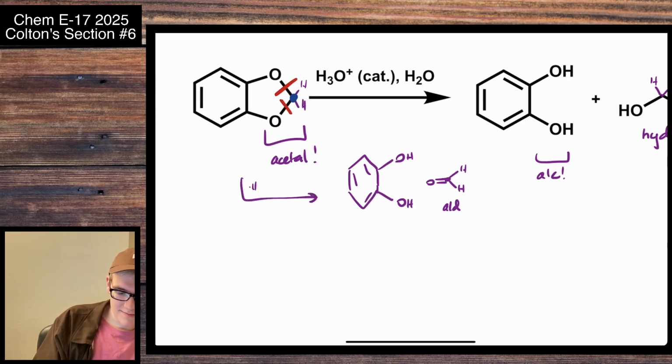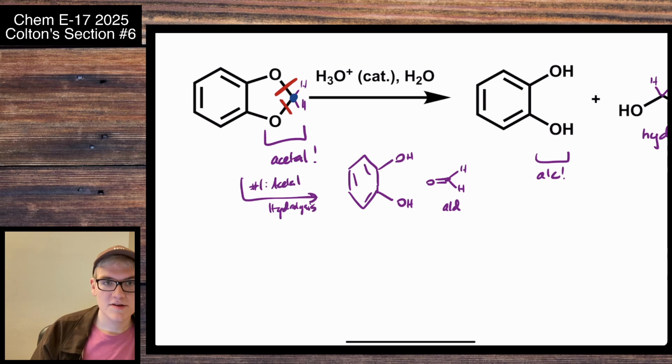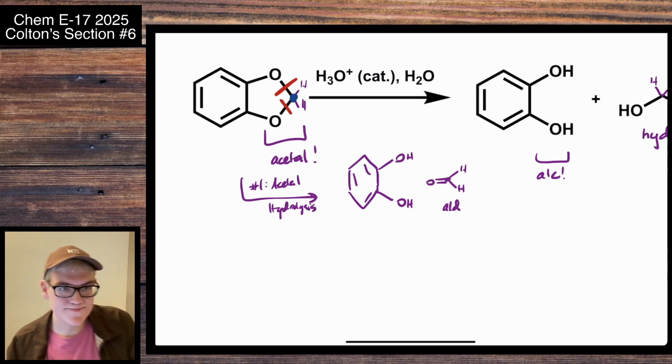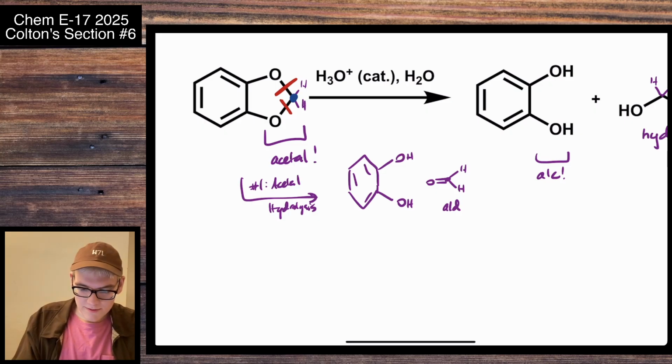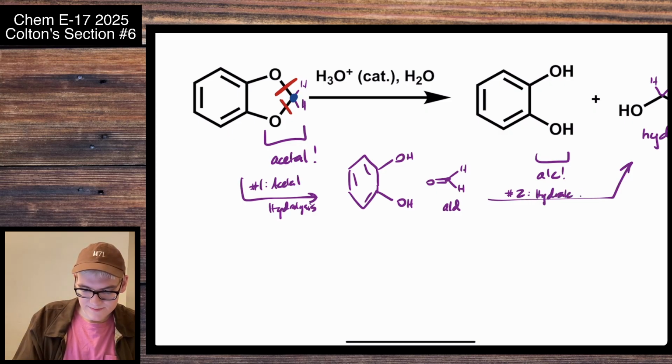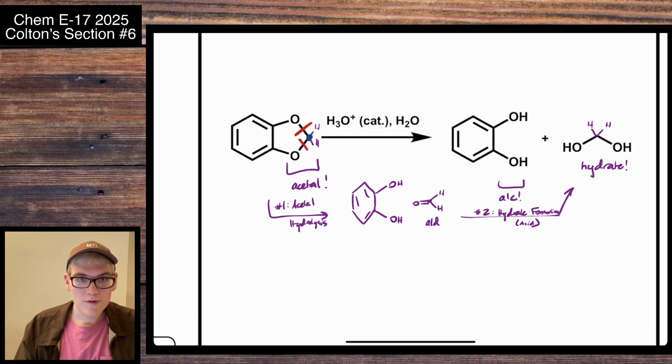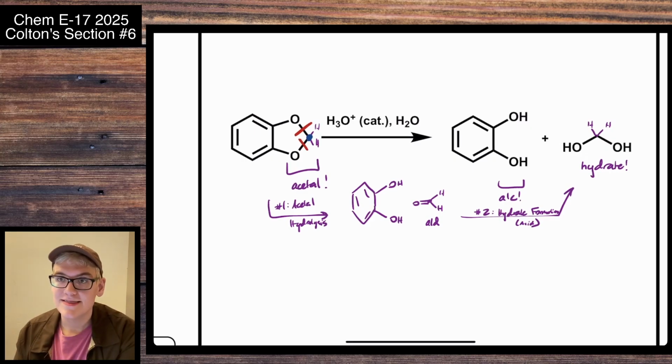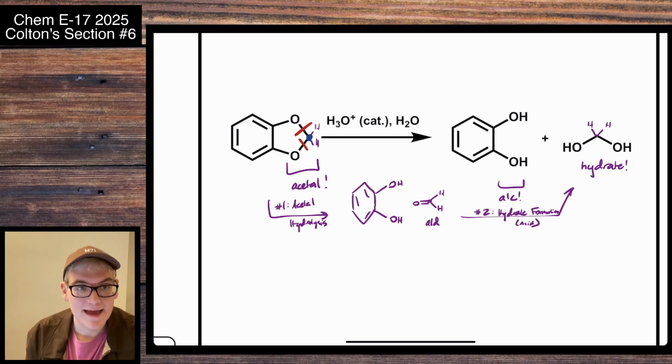Part number 1 is the acetal hydrolysis. This is going to be the reverse of our acetal formation. And then part 2 is our hydrate formation in acid. So that's not totally obvious that these are the 2 reactions that we are gluing together here.